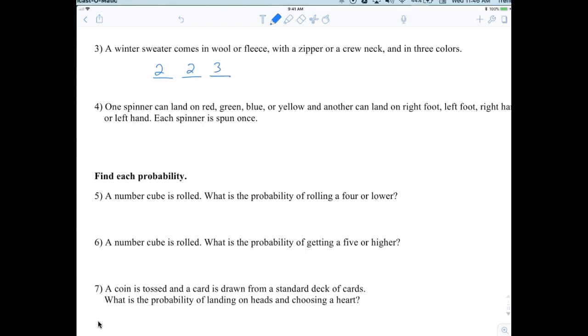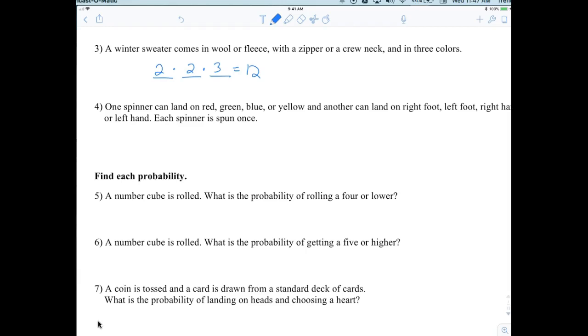So this is what we're looking at. All right. So there will be how many different options? There will be 12 different options. All right. Any questions with that? Nope. All right, here we go.